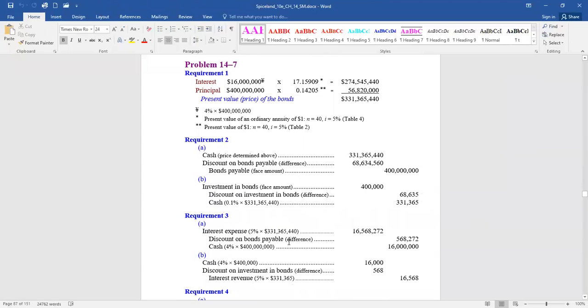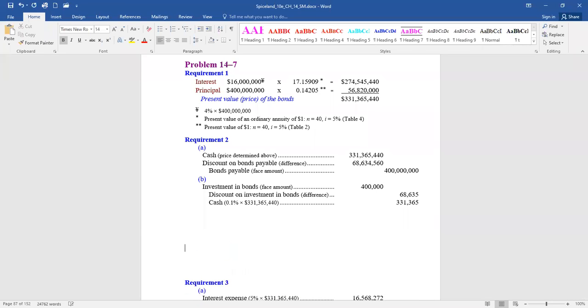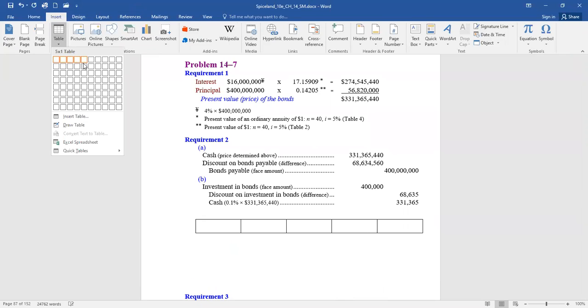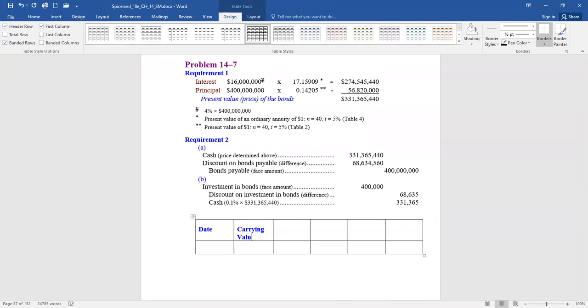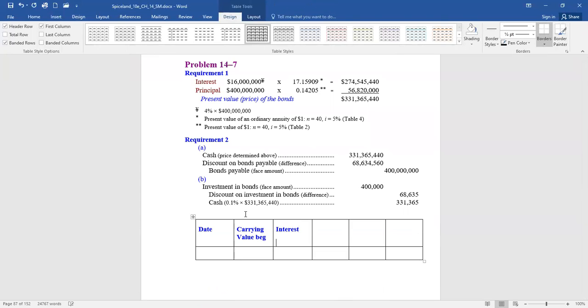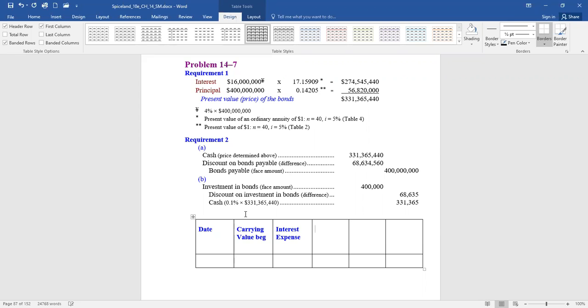Okay. So what I'm going to do, they don't ask us to do this, but I love tables. And this is a very common table that companies use to do this calculation. I might have to add an extra one. Okay. We have the date, the carrying value as of 1/1, or beginning, interest, interest expense.